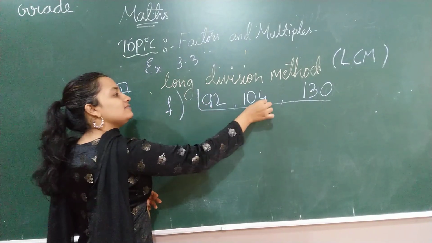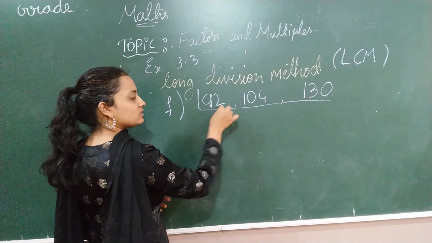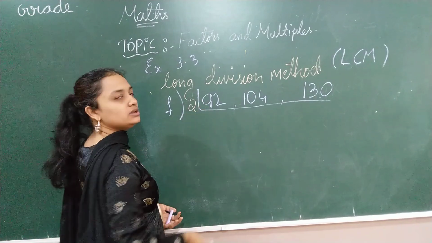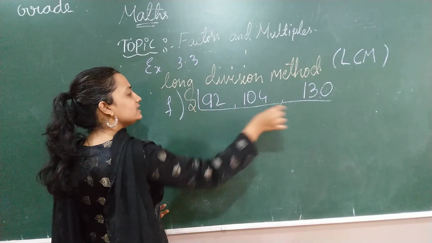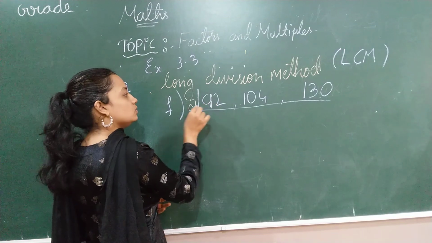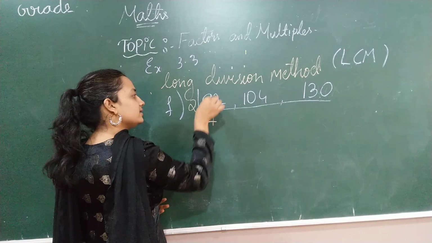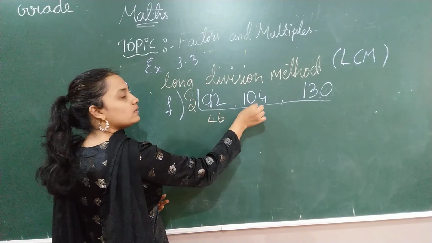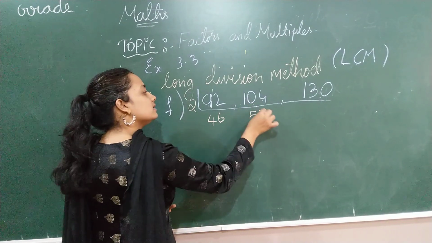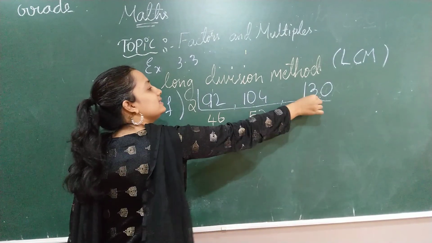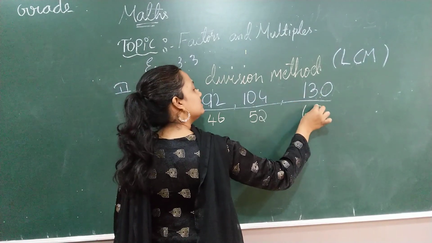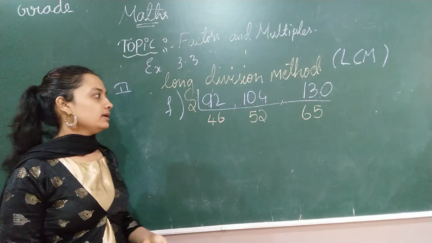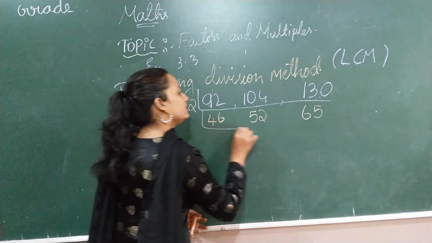All divided with 2. You can see they end in 2, 4, 0, so all are even numbers that can be divided with 2. So divide all the 3 together. First 92: 2 4s are 8, 2 6s are 12. I divided it. Next I divide 104: 2 5s are 10, 2 2s are 4. Next I divide 130: 2 6s are 12 and 2 5s are 10. See, I divided all the 3 together now. Next, we should divide these also.